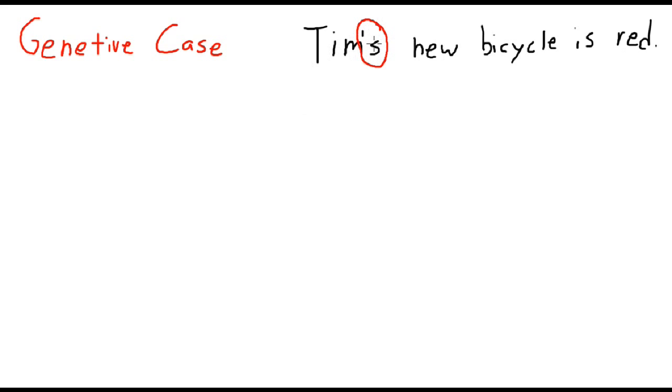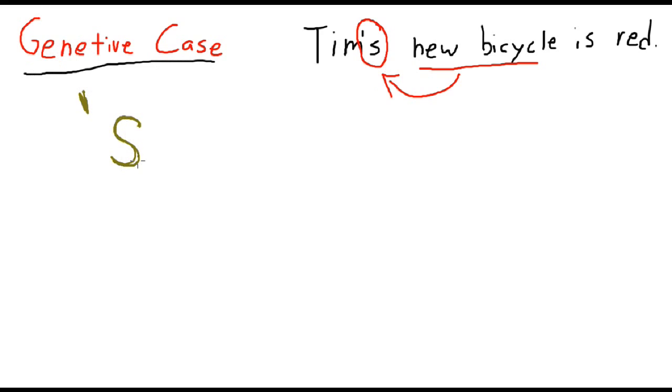So what that apostrophe S does is it shows possession. It shows that the new bicycle belongs to Tim. That's what the apostrophe S does, and that is what genitive case is. Okay, genitive case is an apostrophe S. Alright, try to make it a little bigger there. Okay, and this is very common in English. I'm sure you've seen it many times before. Okay, so let's look at a few more examples.